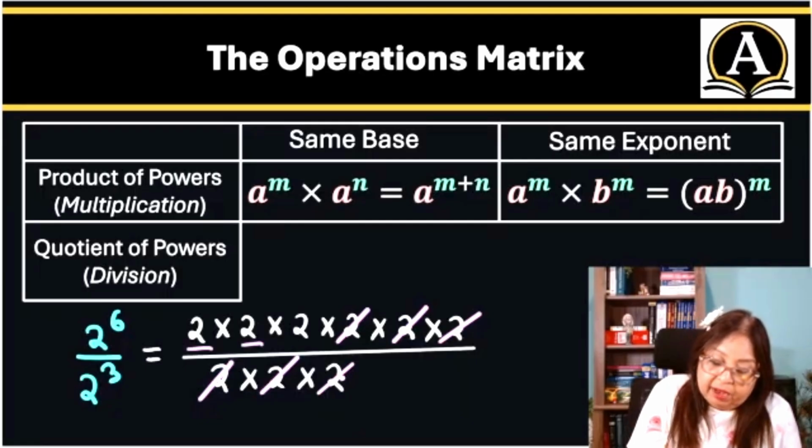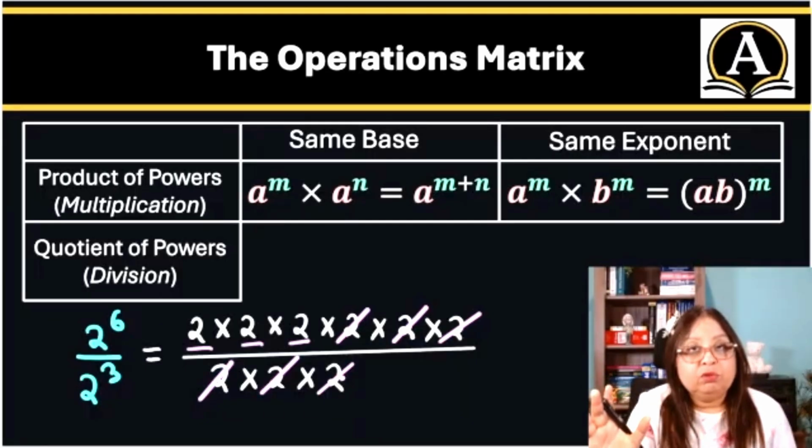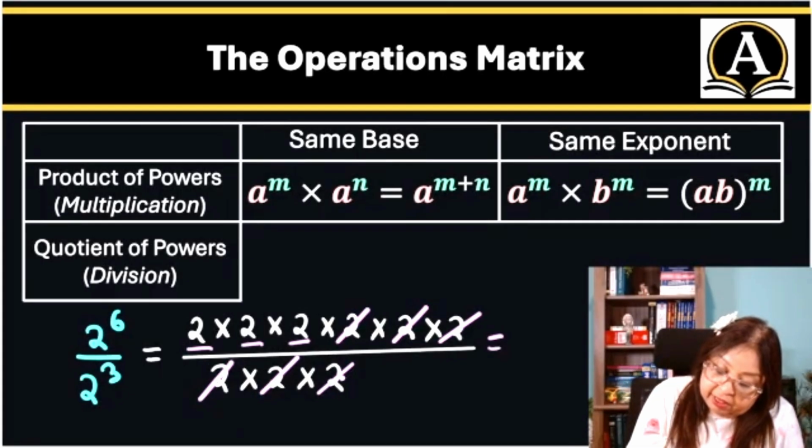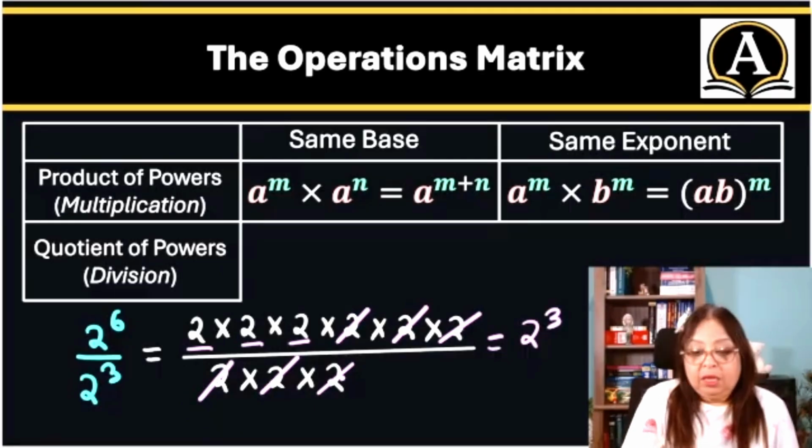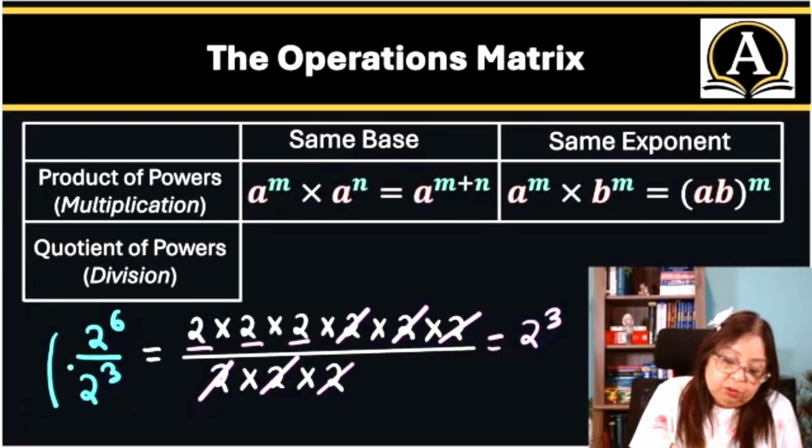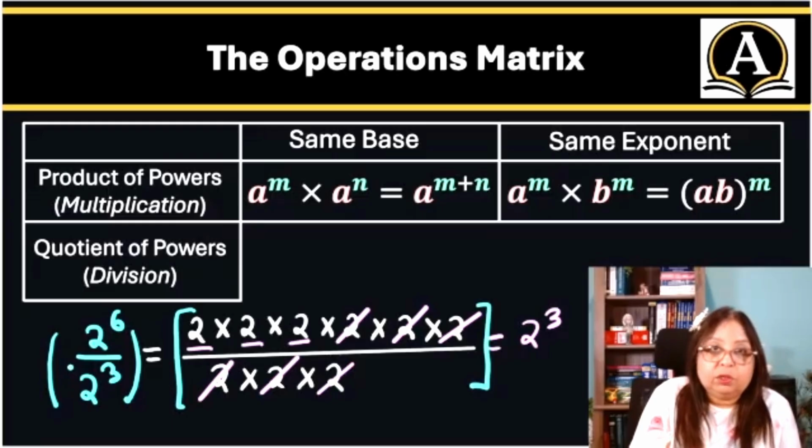How many 2's do we have left? We have 3 2's left at the top. That is, we have 2 to the power 3 that is left at the top. Now, is there a simple way to evaluate what is 2 to the power 6 over 2 to the power 3 without having to go through all this work? Sure is. Now watch this.